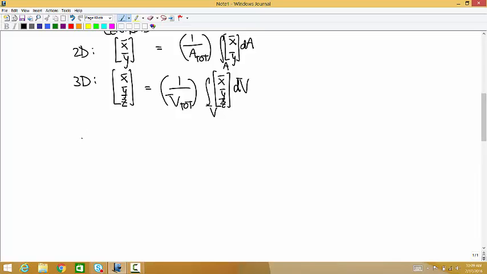Okay, so that integral definition gives the position of the center of mass. In rigid body kinetics, what we need is the acceleration of the center of mass. So how do we calculate it? We need the acceleration of the center of mass.